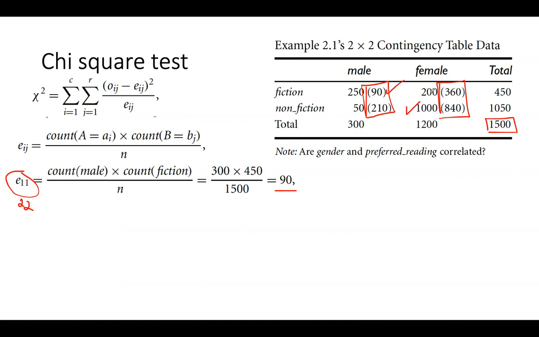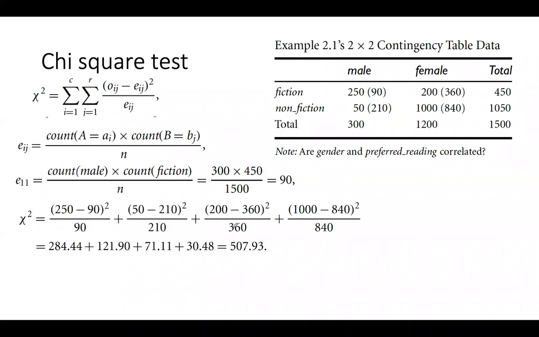Then if you're doing column 2, row 2, multiply by 1050, divide by 1,500. You should be able to get 840, okay? So you do all that and you should be able to get all these numbers, right? And then how do we get our chi-square value? We just get the difference between the actual and the observed, and then we add them all up together. That's why we have 250 minus 90 squared divided by the observed here, all right?